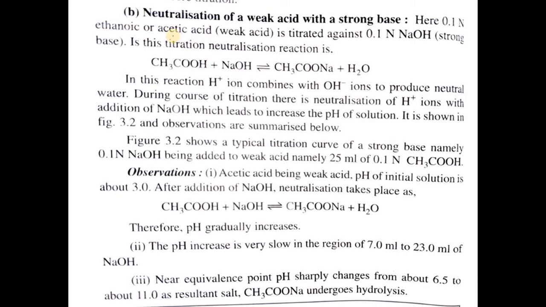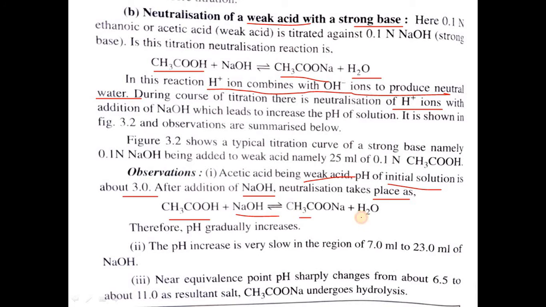Then another curve, the neutralization of a weak acid versus a strong base. Here the weak acid is acetic acid and the strong base is NaOH. The neutralization reaction is CH3COOH plus NaOH, and we get sodium acetate plus water. In this reaction, H+ ion combines with OH- ion to produce water. During this titration, neutralization of H+ ions takes place with the addition of NaOH. Acetic acid is a weak acid, so the pH of the initial solution is near about 3, but after addition of NaOH, neutralization takes place and we get sodium acetate plus water.